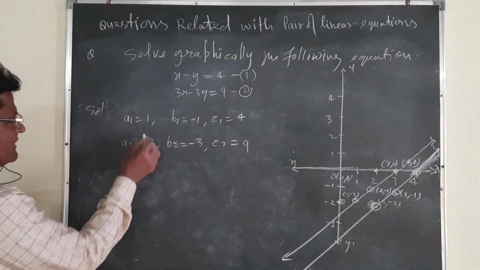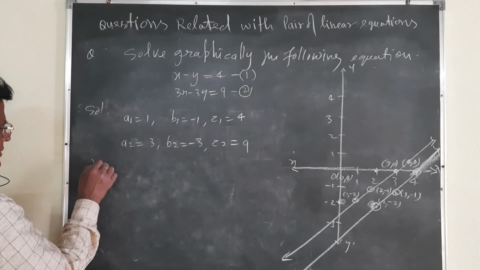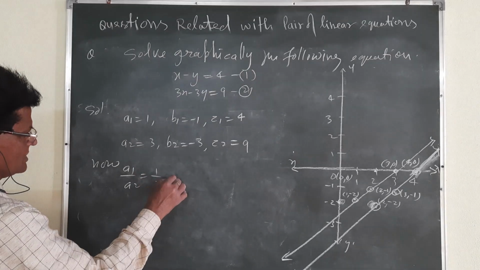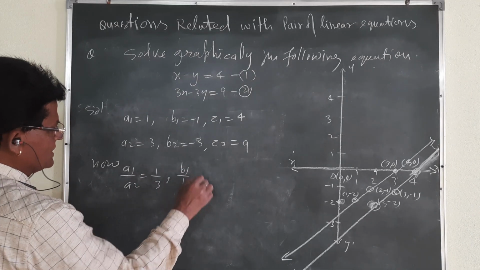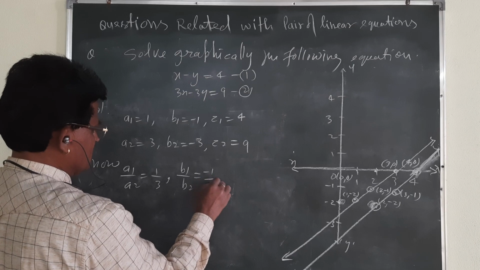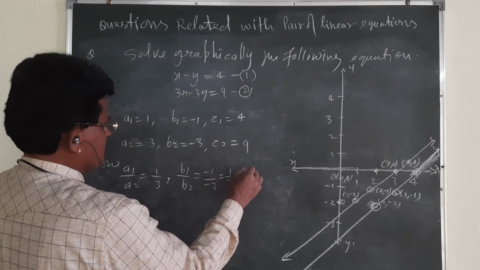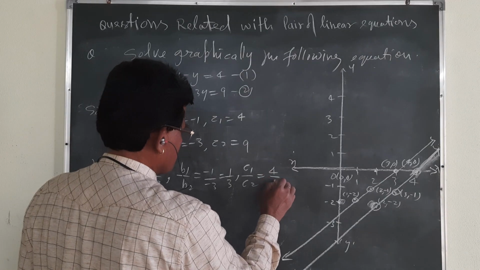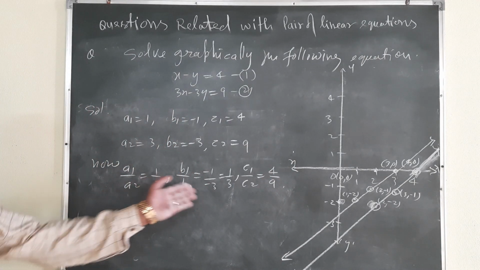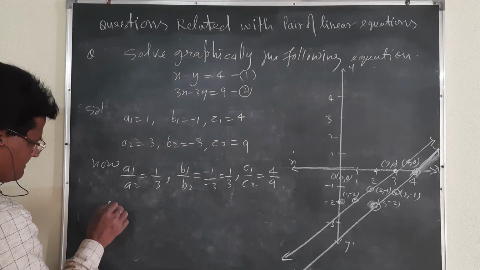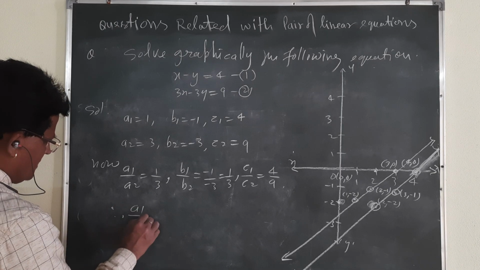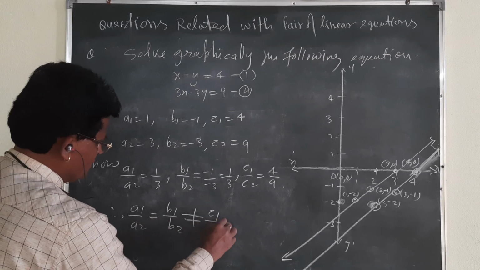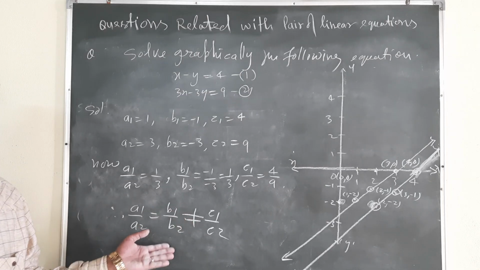9. Okay, A1 upon A2, you tell me. Now, A1 upon A2 will be equal to what? 1 by 3. Okay, similarly B1 upon B2, you tell me. B1 is minus 1 and B2 is minus 3, it will be equal to 1 upon 3. Similarly, C1 upon C2 is equal to, you see, 4 by 9. What do you observe from this calculation? Now, see, we have got the condition A1 upon A2 is equal to B1 upon B2, but it is not equal to C1 upon C2.